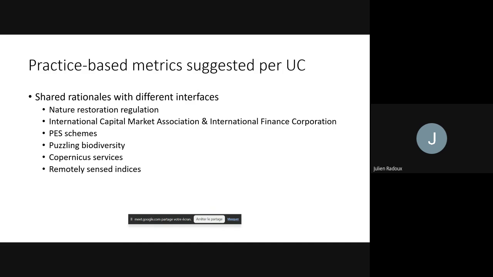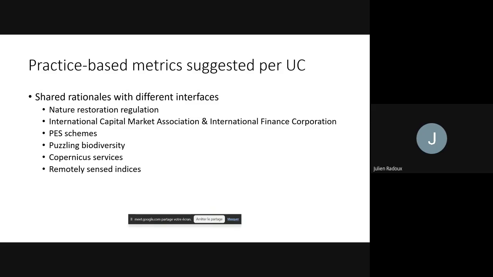So as I said, puzzling biodiversity is another approach, and all our practices started from this project. Some of the use cases, and I thank all the use cases for that, but I made a lot of suggestions to improve this list. But it was a very good starting point, especially for arable land.